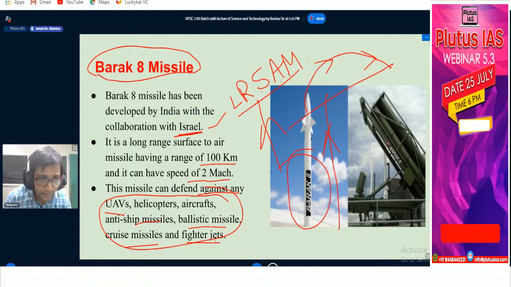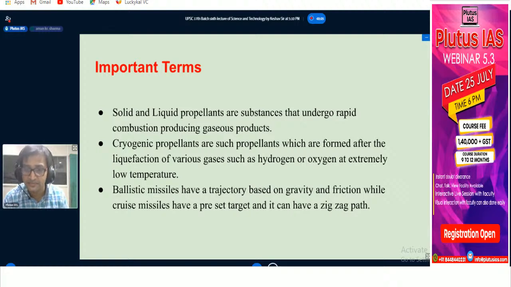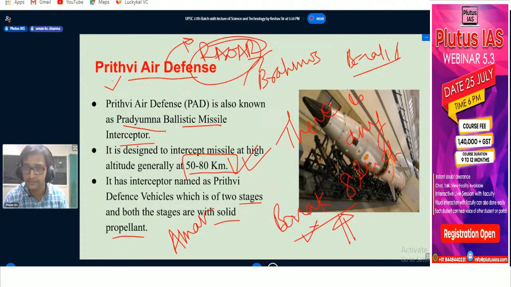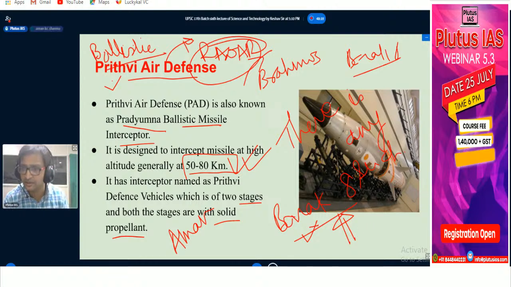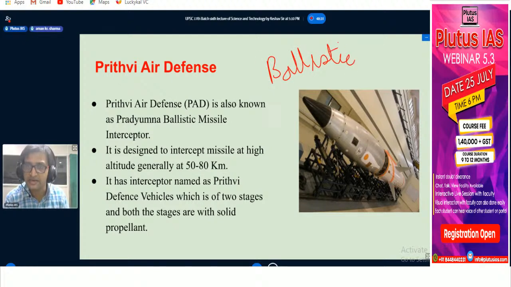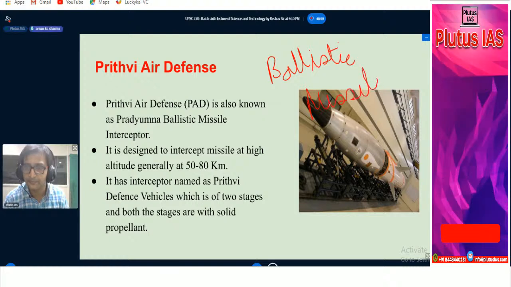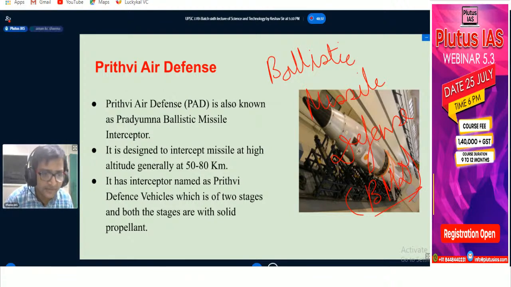Yes, sir. And so the Prithvi Air Defense System is generally for ballistic missiles. So it's anti-ballistic. You can say it is coming under, I am writing, ballistic missile defense system. It comes under BMD, that is called ballistic missile defense system, BMD. You might have heard about BMD, ballistic missile defense.